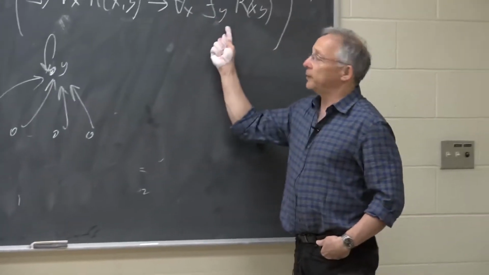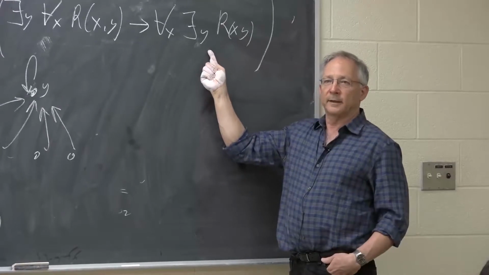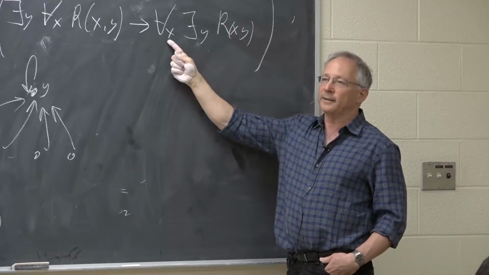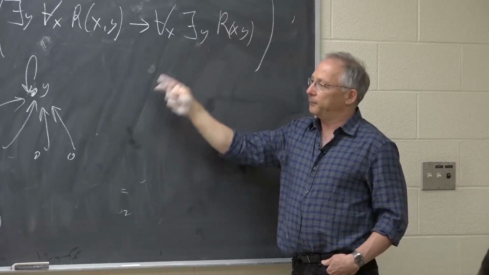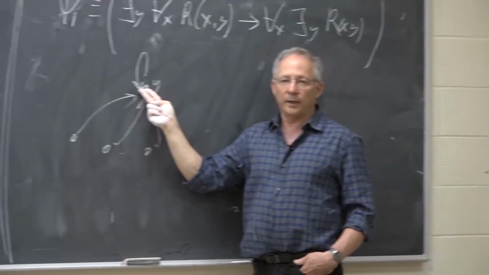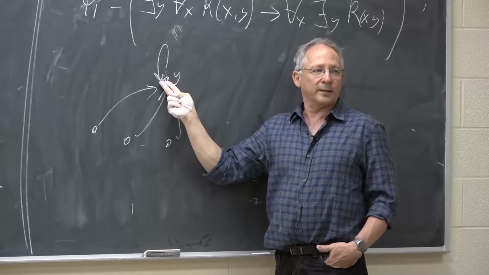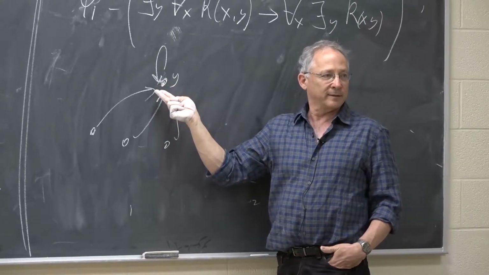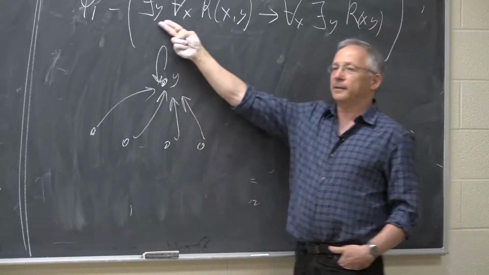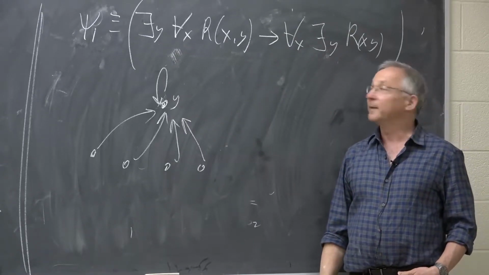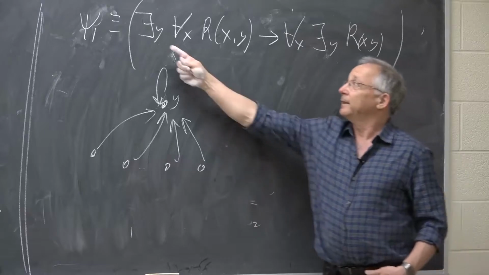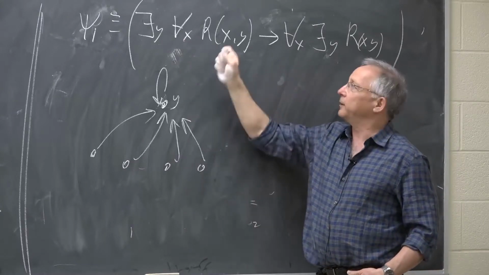And what does this formula say? This formula says for every x, it relates to someone. But if all the x's relate to the same y, it's clear that every x relates to someone. In other words, this formula can say there exists some rock star that everybody loves.